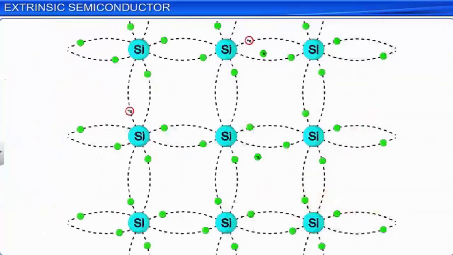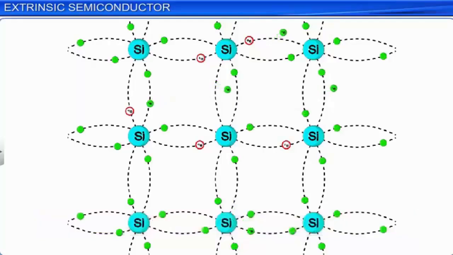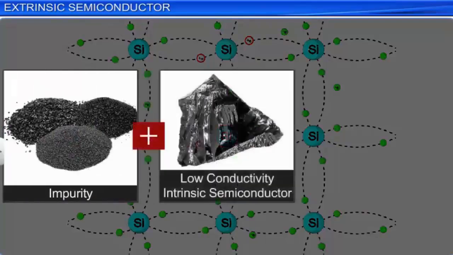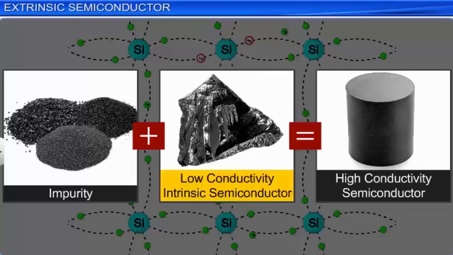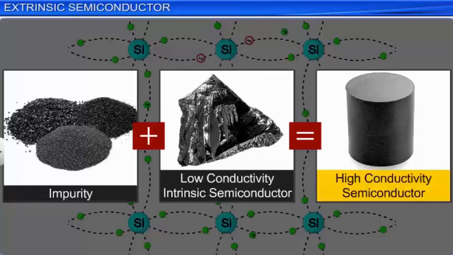The electrical conductivity of an intrinsic semiconductor can be improved by increasing the number of free electrons or holes in it at room temperature. When a small amount of suitable impurity, say a few parts per million, is added to an intrinsic semiconductor, its conductivity increases to a large extent. A semiconductor that has an added impurity to increase its electrical conductivity is called an extrinsic semiconductor.